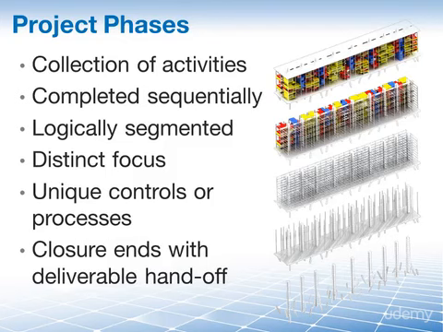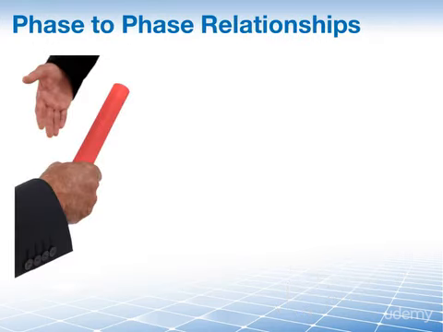This is the phase end. It's a natural point where you can reassess the activities and decide whether to continue the project or terminate the project at the end of the current phase. And this is often referred to as a stage gate, milestone, or a phase review. There are two types of phase-to-phase relationships that I've already hinted at.